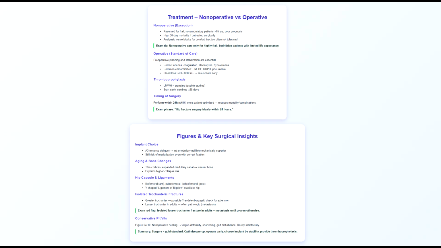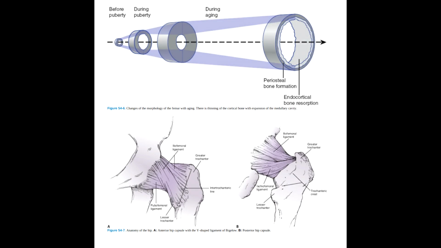The earlier figures also add valuable insights. Figure 54.6 demonstrates how aging alters the morphology of the femur. The cortical bone becomes thinner while the medullary cavity expands. This explains why older bone is weaker, more prone to fracture, and collapses more easily.